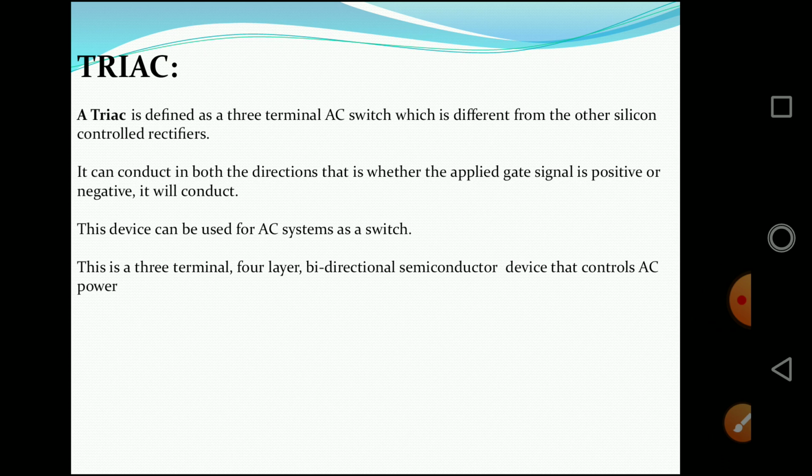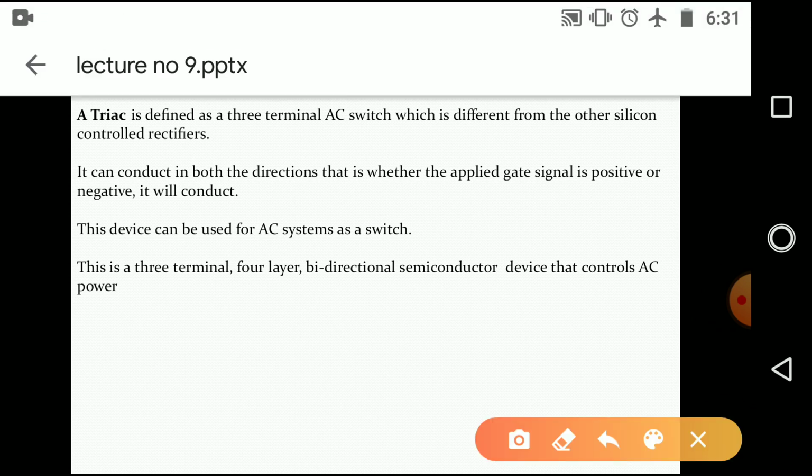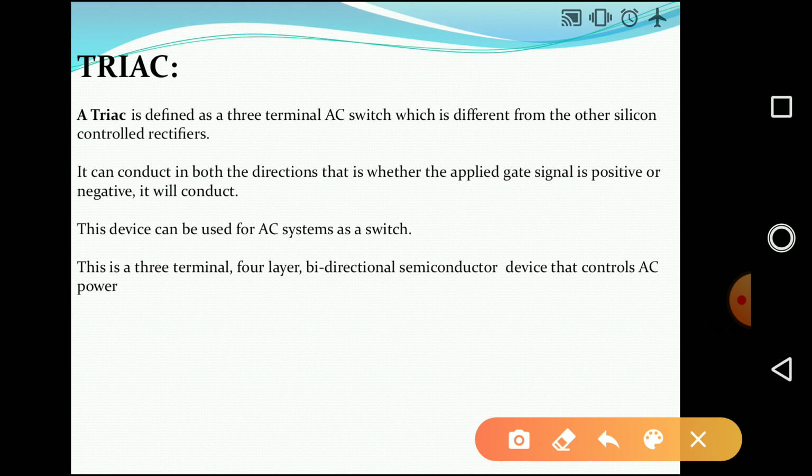So first, the triac. The triac is defined as a three-terminal AC switch, which is different from the silicon controlled rectifier. The meaning of triac is that it is a three-terminal switch. Here, tri represents the 3 and AC represents that it is an AC electronic switch. Basically, the triac is one type of power semiconductor device, but it is a three-terminal device, which is normally used as an AC switch.